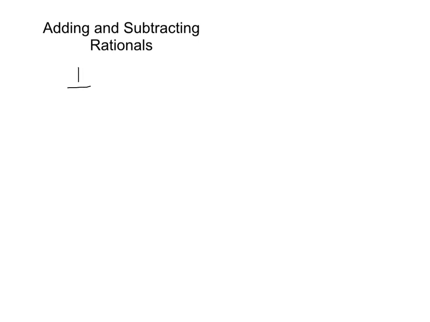Let's say I had the fraction 1/2 plus 3/4. Well, in order to add or subtract fractions, you have to have a common denominator. That means the number in the bottom needs to be the same. In this case, they're not the same. I have 2 and 4. However, I can rewrite the first fraction as something over 4 by altering it just a little bit.